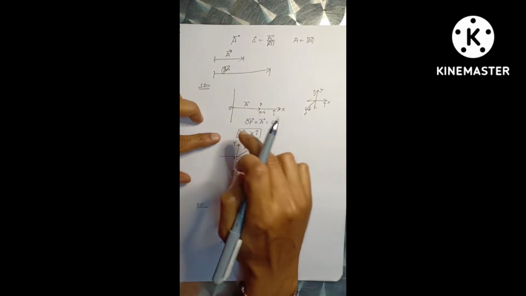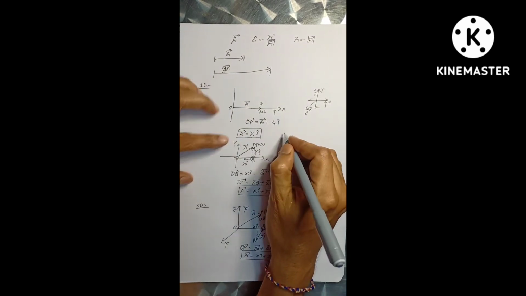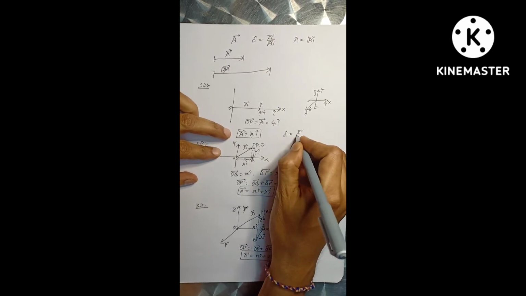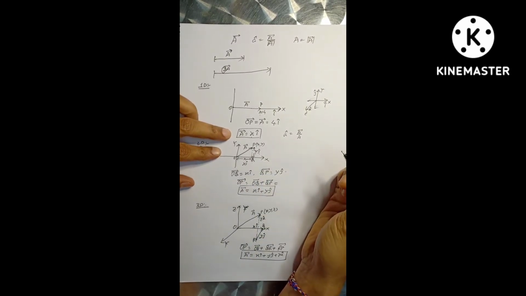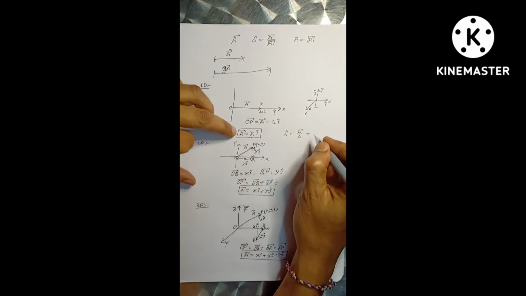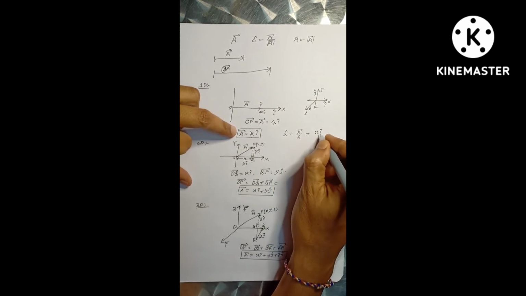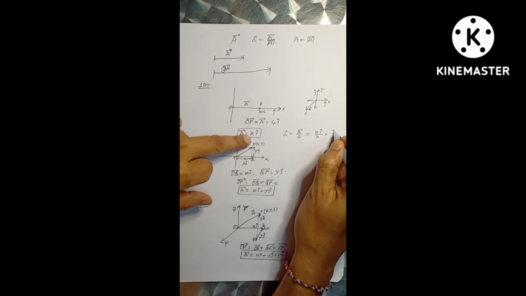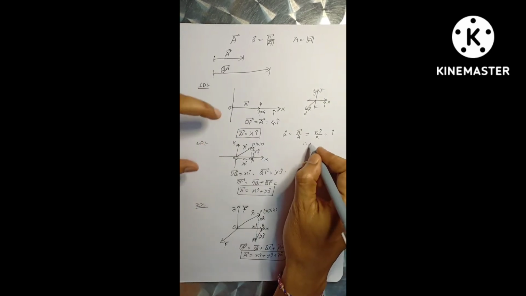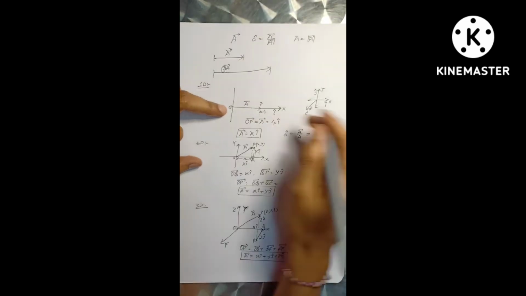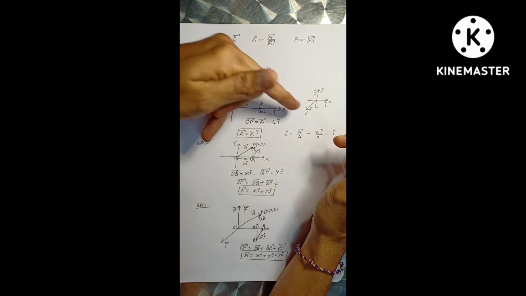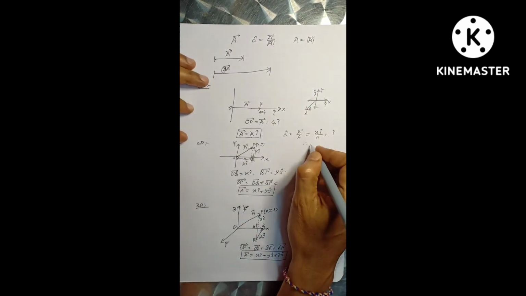In the case of the 1-dimensional representation, we know the unit vector a cap equals a vector divided by mod of a. In this case, a vector means x i cap and its magnitude is x, so the unit vector is i cap. That means the unit vector is only along the x-axis. So a cap equals i cap.